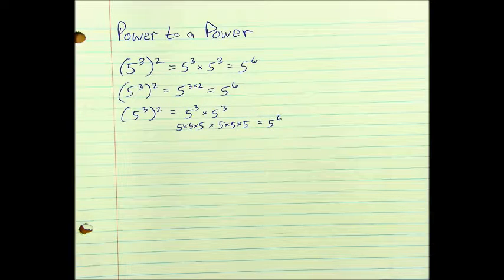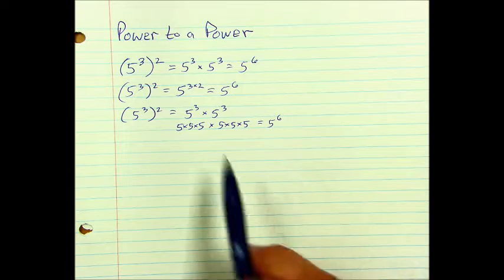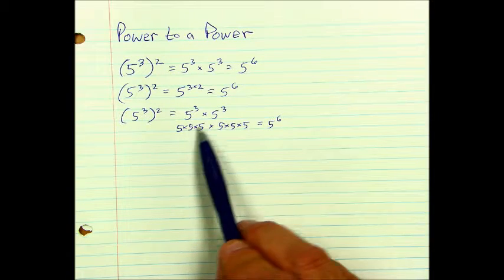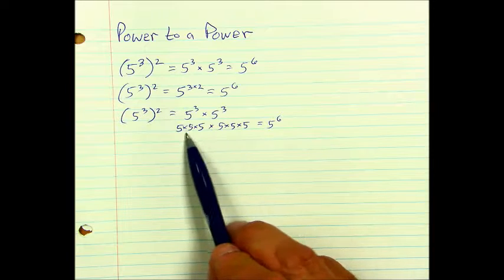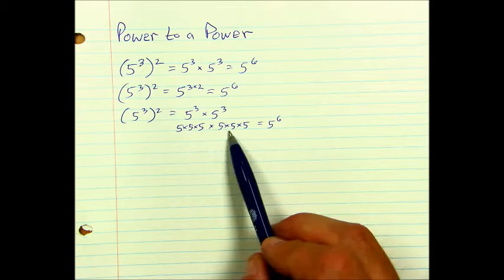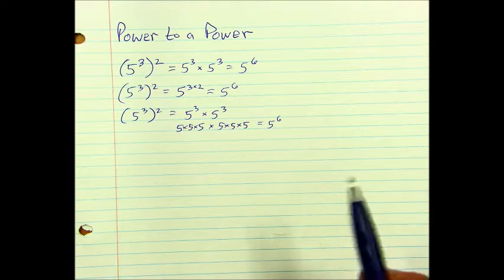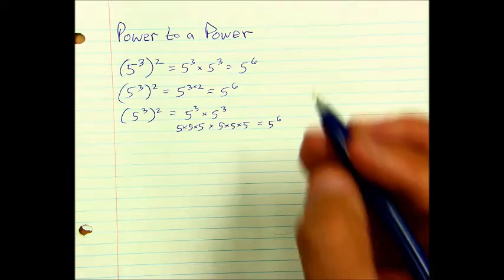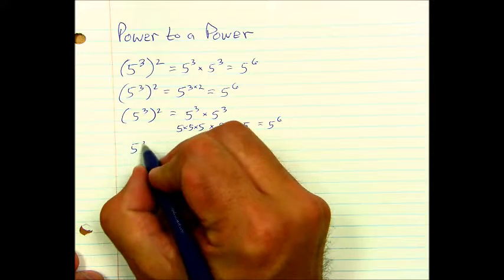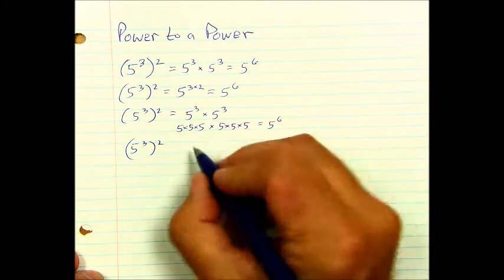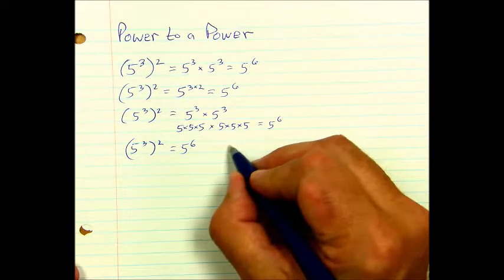Yes? If you do 5 to the third times 5 to the third, how come you don't do 5 to the 9th then? Because 5 to the third means this. 5 to the third means this. So how many 5s do you see? 9 or 6? 6. Okay? So, in this case, 5 to the third to the second is 5 to the 6th.